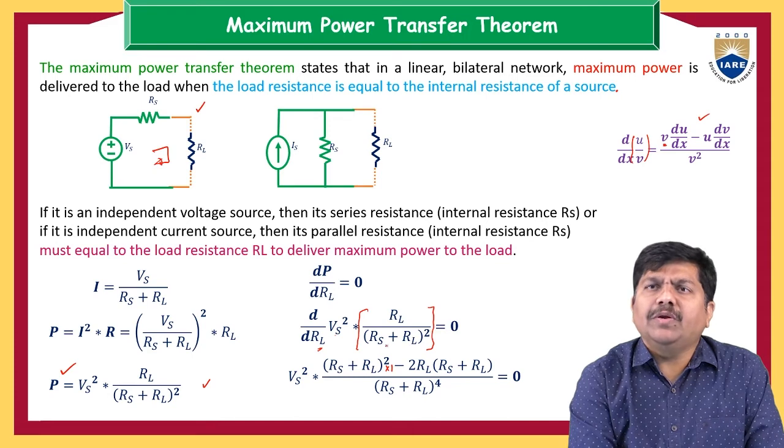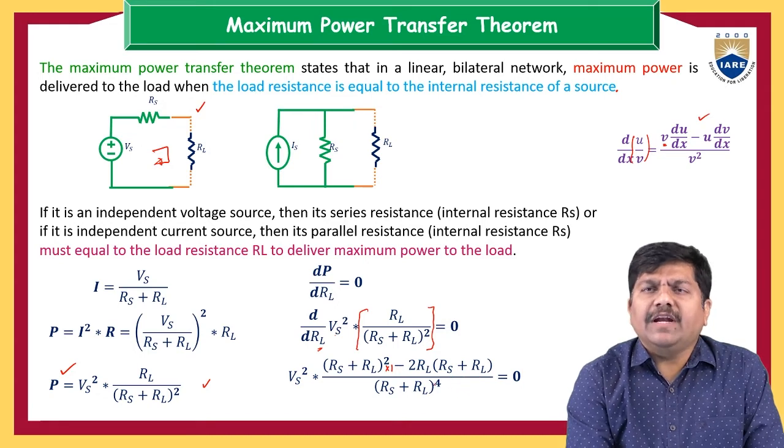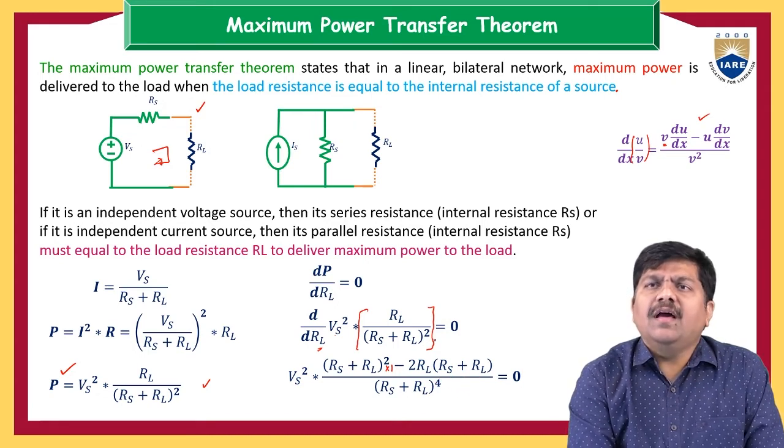So that is nothing but 2 into (Rs plus RL) plus RL into 1. So that is 2 into RL and (Rs plus RL) divided by (Rs plus RL) whole square. Already whole square is there, so this becomes whole power 4. So this value is equal to 0.